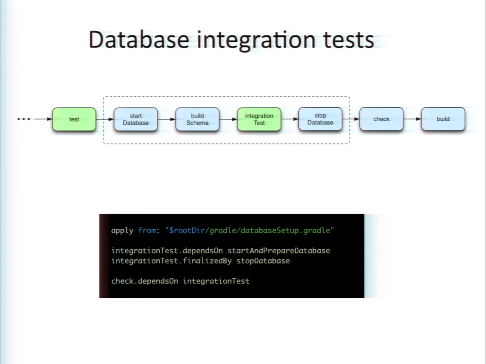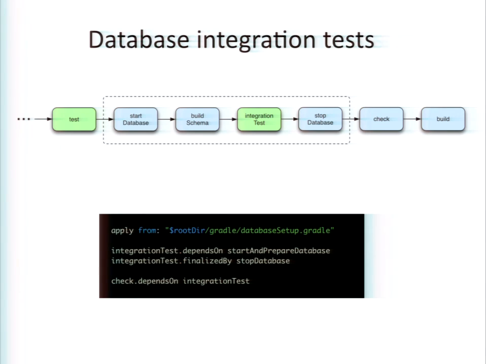And then how do we tear down the database? Depends on is not the only task relationship in Gradle. There are several others. And one of these other ones is finalized by. So we say that stop database is a finalizer task for integration test. And that means Gradle will always run stop database after integration test, even if integration test has failed.